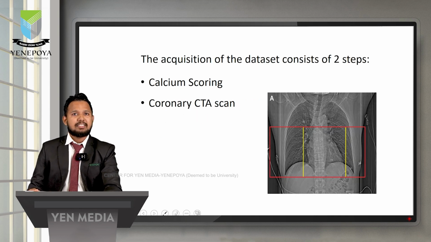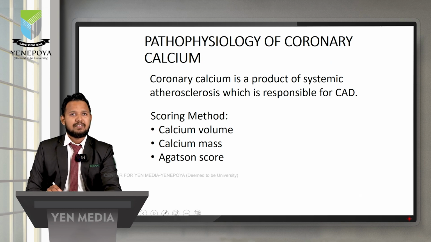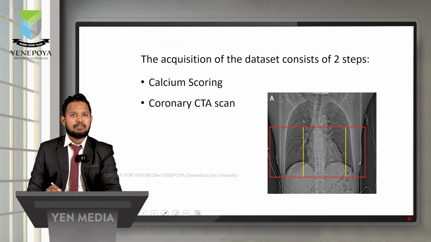The acquisition of the dataset consists of 2 major steps. One is calcium scoring and the other one is the CT coronary angiogram scan. Let's go and see calcium scoring. Coronary calcium is a product of systemic atherosclerosis which is responsible for coronary artery disease. If deposition of calcium is present in the blood vessel, that may lead to CAD. There are three methods in which we can score the calcium in the blood vessels: calcium volume, calcium mass and Agatston score. We will be seeing the Agatston score now, which is widely followed worldwide.